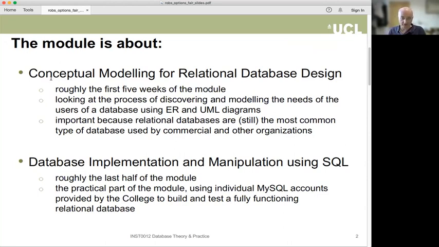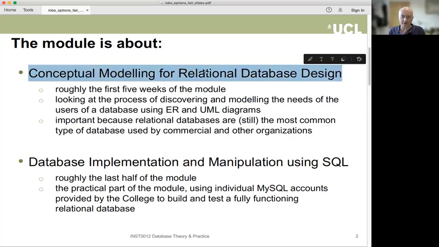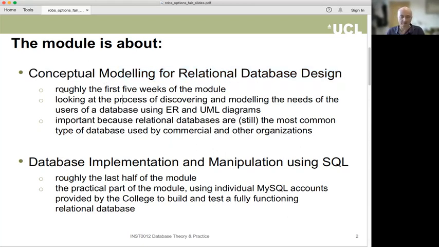The first half is about conceptual modeling for relational database design. So this is standard industry practice in modeling, in finding out users' needs for relational databases. It's going to cover roughly the first 5 weeks of the module. We'll be looking at what are called ER, entity relationship, and UML diagrams. And it's important to cover this material because relational databases are still the most common type of database used by most organizations. So that's the first half of the module.